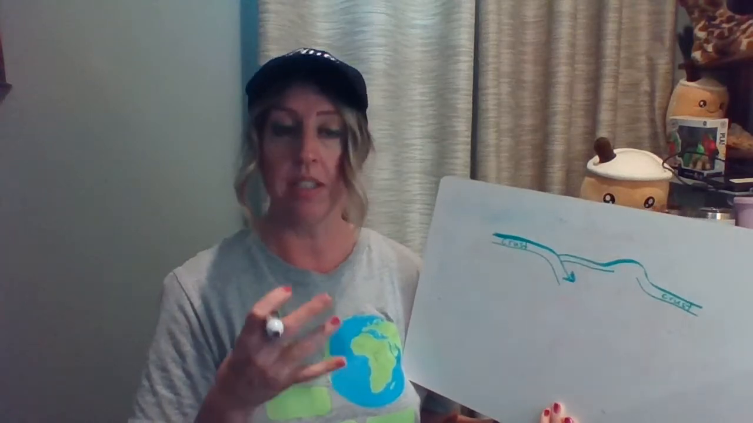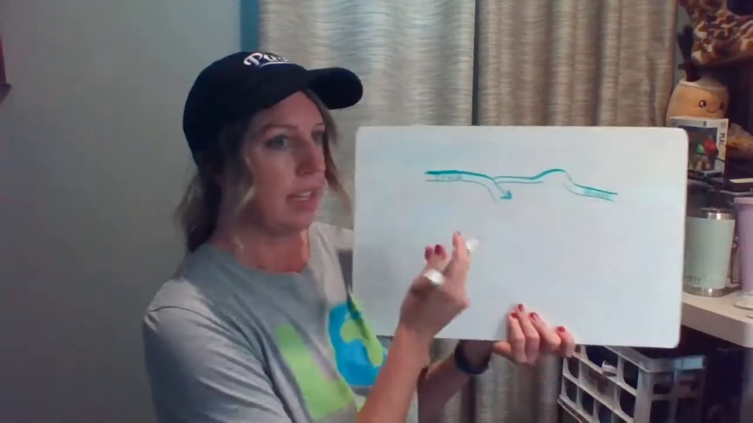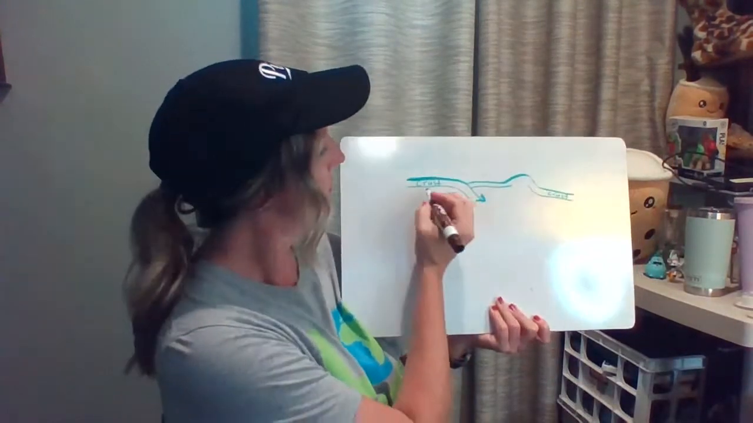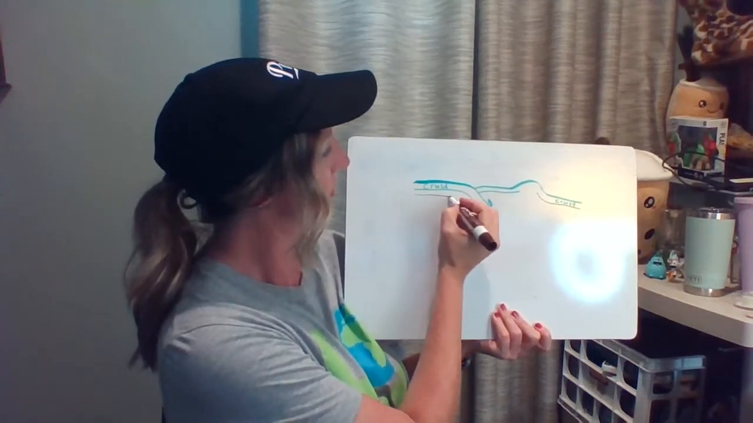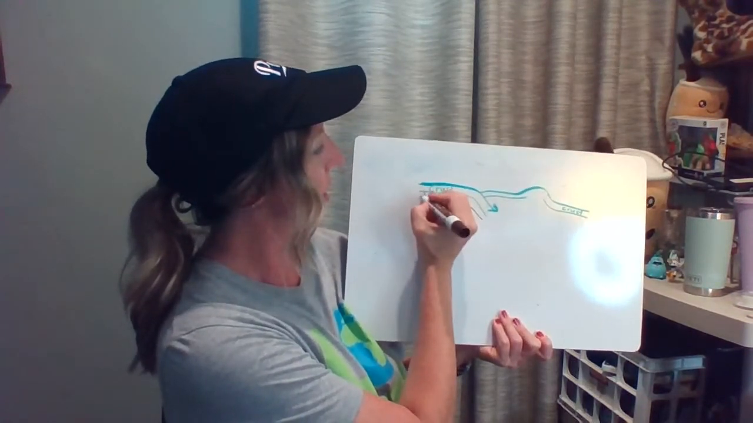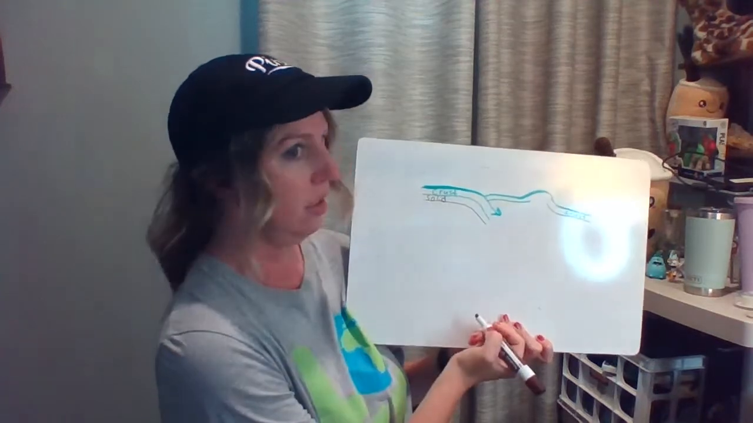All right, now that we got the crust, let's go ahead and add the mantle, the upper part of the mantle. The upper part of the mantle next to the crust is still very solid. So that's going to be the next layer we draw. So solid mantle.